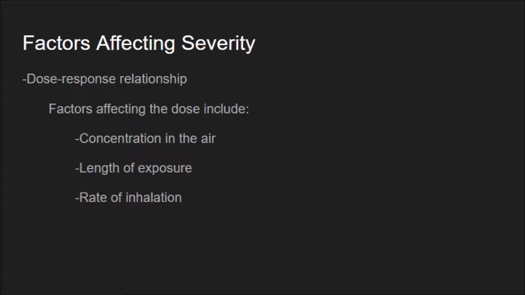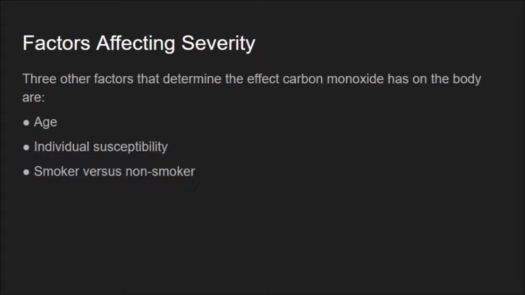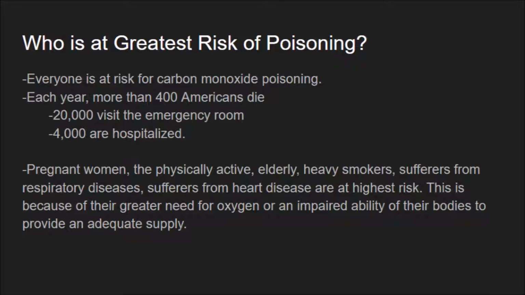Factors affecting severity. The effects of carbon monoxide in the body are determined by the amount inhaled. Factors which affect the dose include concentration of carbon monoxide in the air, length of exposure, rate of work, or how much we inhale. Three other factors that determine the effect of carbon monoxide on the body are age, individual susceptibility, and smoker versus non-smoker. So smokers are going to have a higher level of carbon monoxide in their blood and may experience harmful effects at a lower concentration.